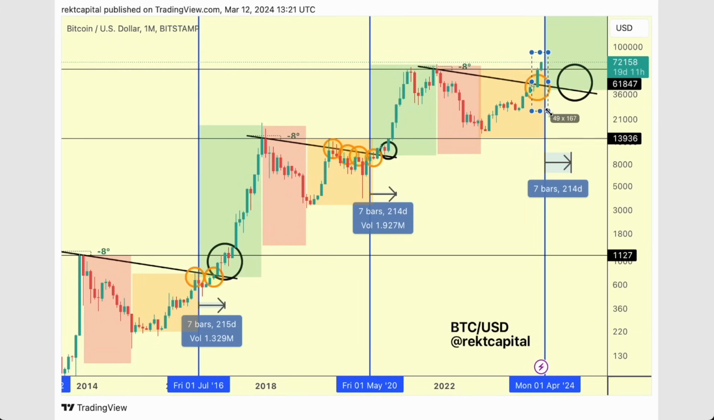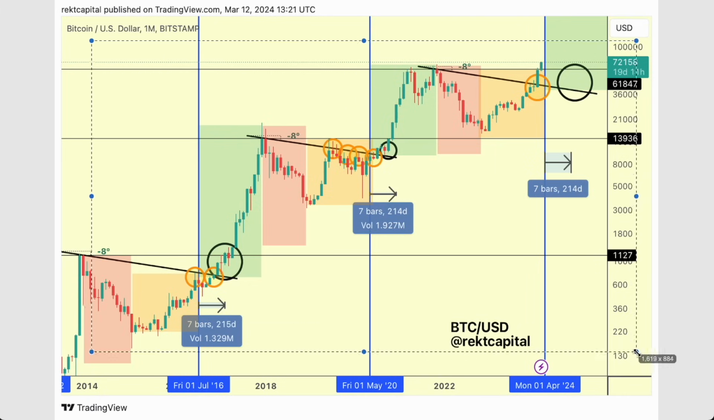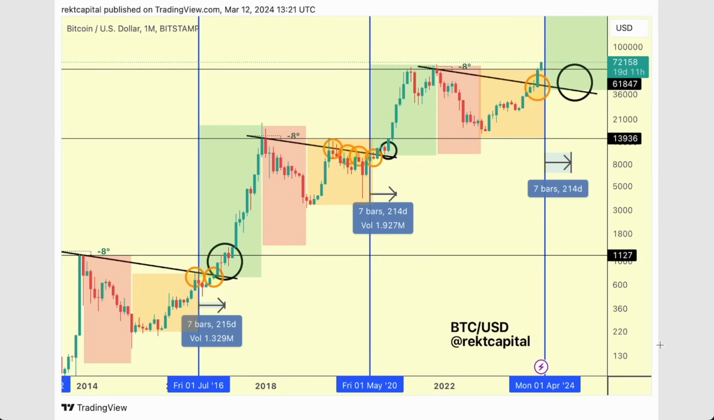Bitcoin has rallied to new all-time highs, and it's clear that we are in an accelerated cycle, something many people are calling a left translated cycle. So in today's video, I'm going to be sharing my thoughts and perspective on this left translated cycle in more detail.